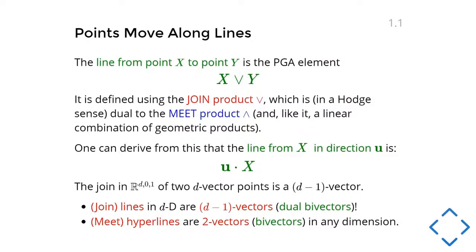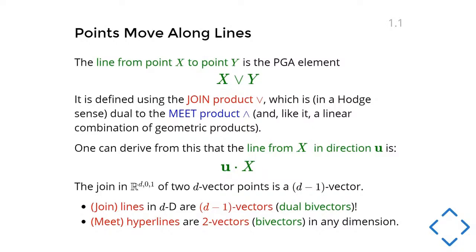So we have a point and we have another point. We connect them by a join product. It's slightly more complicated to define, and so I won't do it in algebraic detail here. The important thing to know for the dynamics part is that if you want to make the line from a point X that moves in the direction U, then this becomes the object, the algebraic element U dot X.